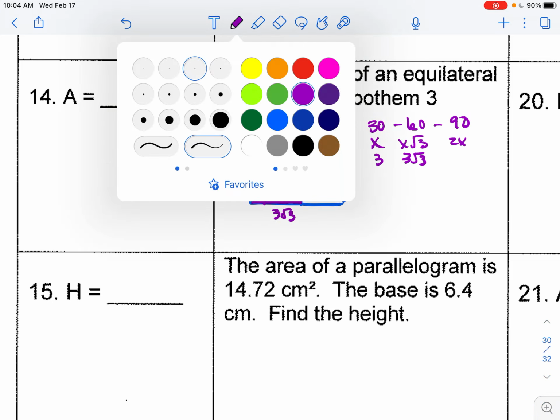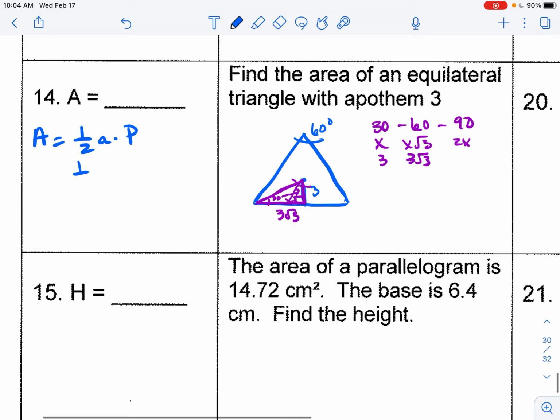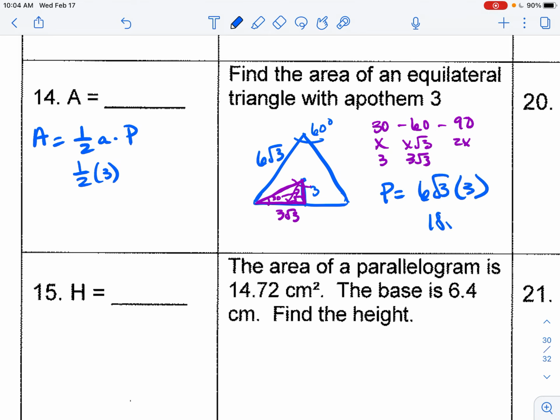Okay, so my area of a regular polygon is 1/2 the apothem times the perimeter. I know that my apothem is 3. I need to find my perimeter. Okay, so if this piece is 3 roots 3, I know the whole side is double this. So that's going to give me 6 roots 3. So that means my perimeter, if each side is 6 root 3 and I have 3 sides, that's going to give me 18 roots 3.